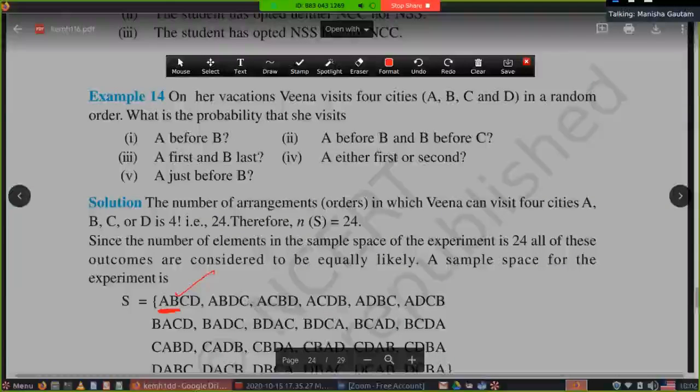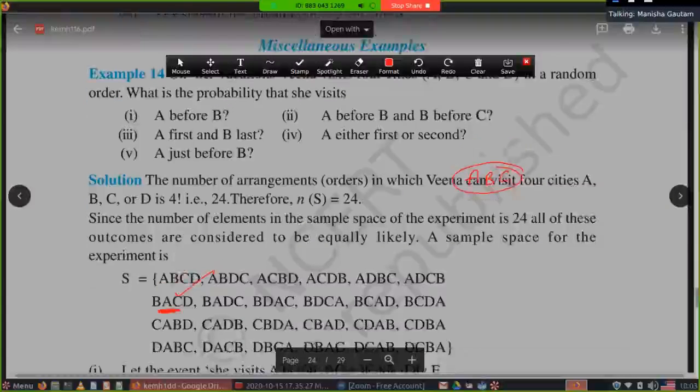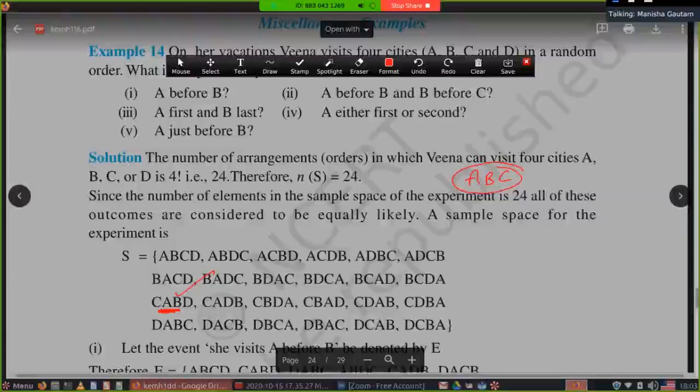In the second part, A before B and B before C. It means A, B, C come together. You have to take those cases, A, B, C. I have just to tell you where these are the cases. Suppose this is one of the cases I have just told you, A, B, C, like this. A before B, B before C.